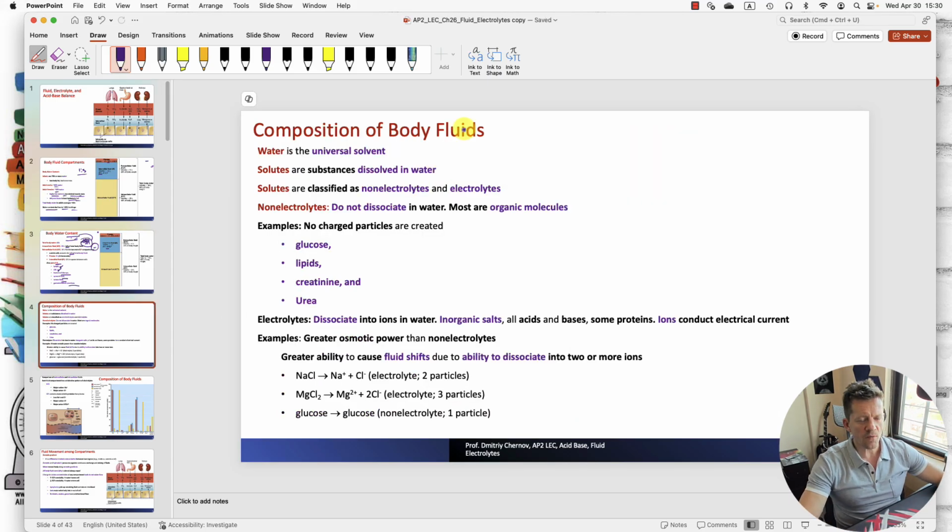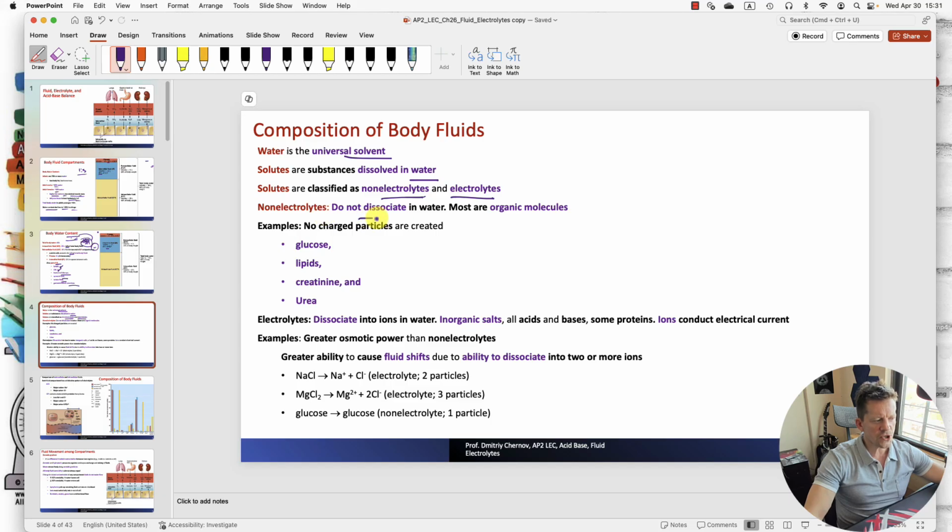So, the composition of the body fluids. Water is a universal solvent, right? So many chemical processes happen within the water. Solutes are substances dissolved in water. This is just a repeat from the previous courses, or from even within this course with Anatomy and Physiology 1. Solutes are classified as non-electrolytes and electrolytes. It depends on the solute.